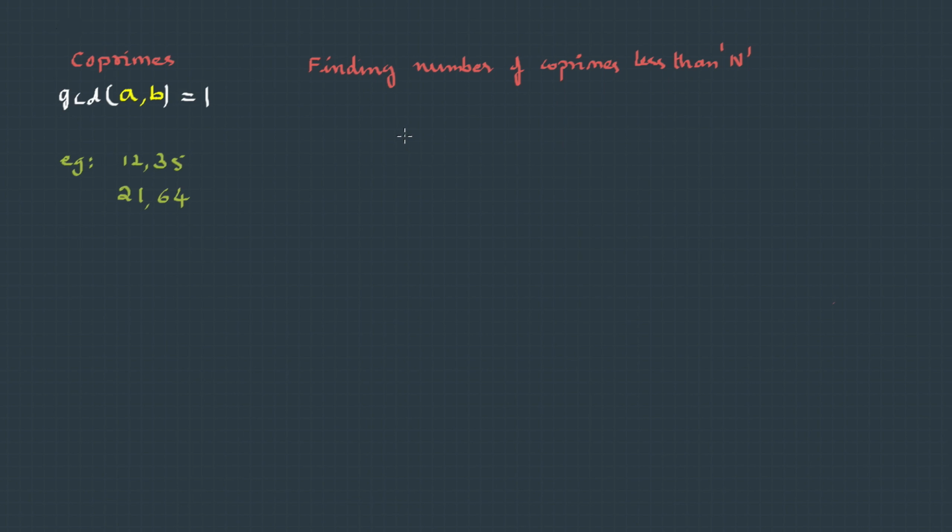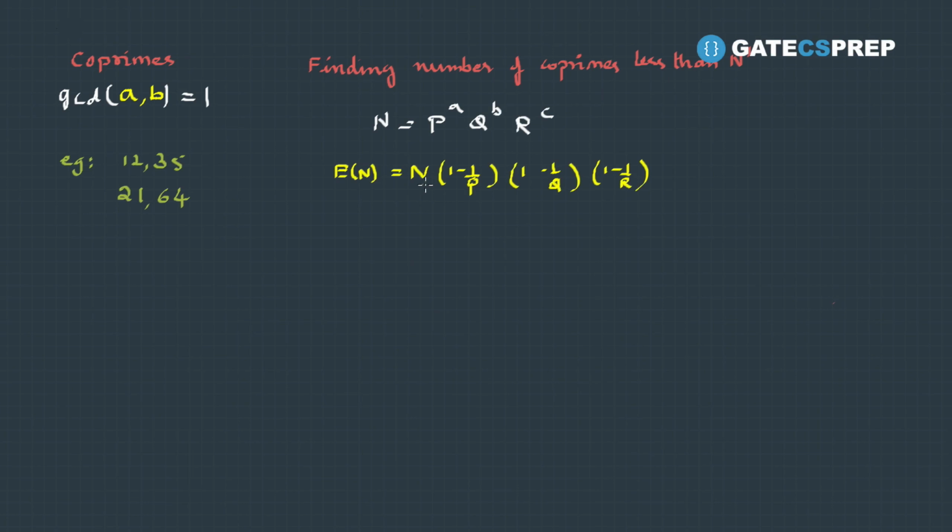For this, we'll be following Euler's method, which says that the number has to be prime factorized. So n could be written as p to the power of a, q to the power of b, and maybe some r to the power of c. And Euler's number for an integer n is the integer multiplied by 1 minus 1 by the first prime factor, then 1 minus 1 by the second prime factor, then the third, and so on.